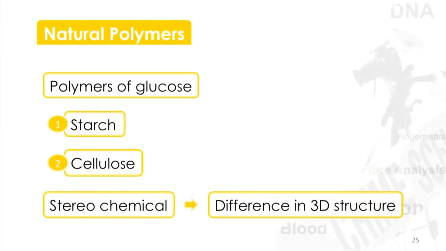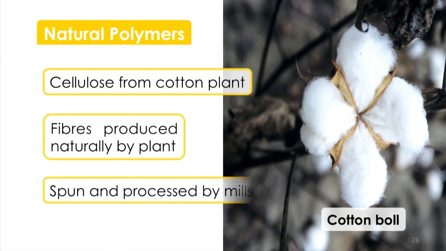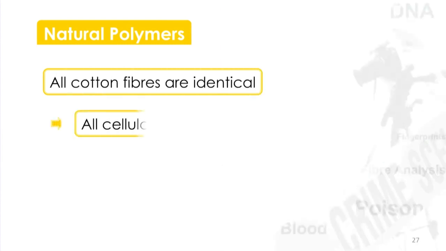So cellulose, the structural material for plants, can be a very good natural polymer, particularly from the cotton plant. And cotton, of course, is one of the major materials that's used for making clothing. The fibers are produced naturally by the plant, and then they are spun and they are processed by the mills. In forensic terms, cotton is a problem because all cotton fibers are chemically identical. They are all cellulose.